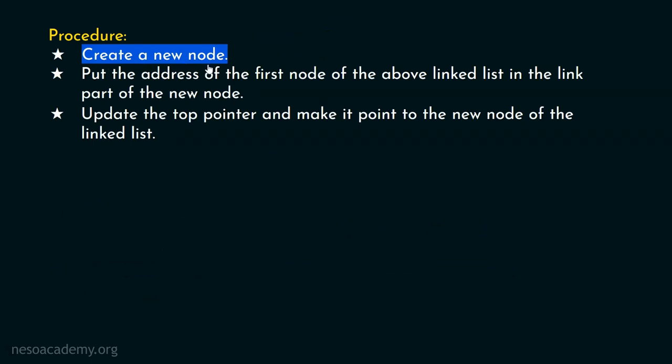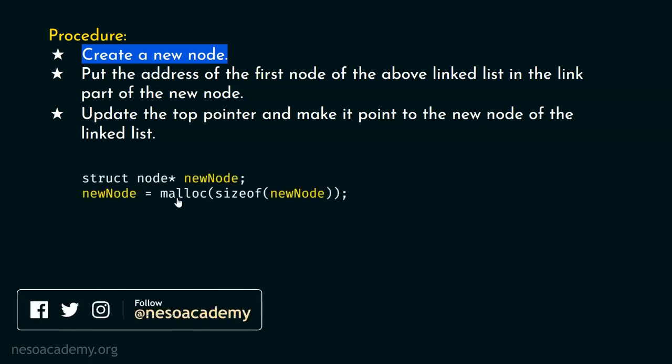How to create a new node? It is very simple. We need to call the malloc function, right? Here first I have declared a new node pointer. Then after this, I'm using the malloc function to allocate memory for this new node. And this is how it looks like. Okay. So memory is allocated and new node is currently pointing to this particular memory.